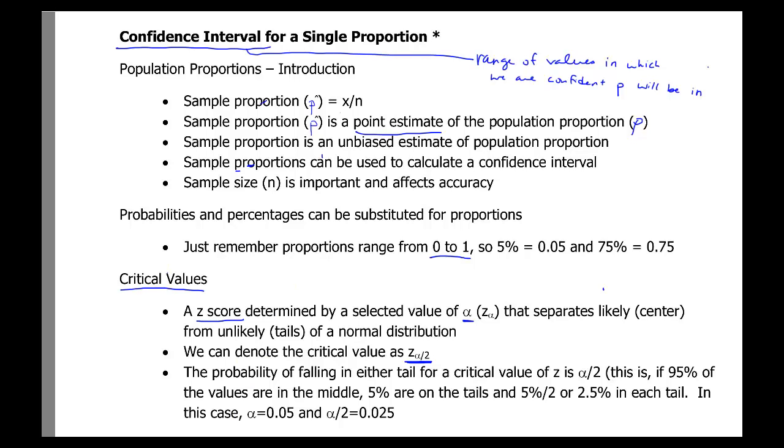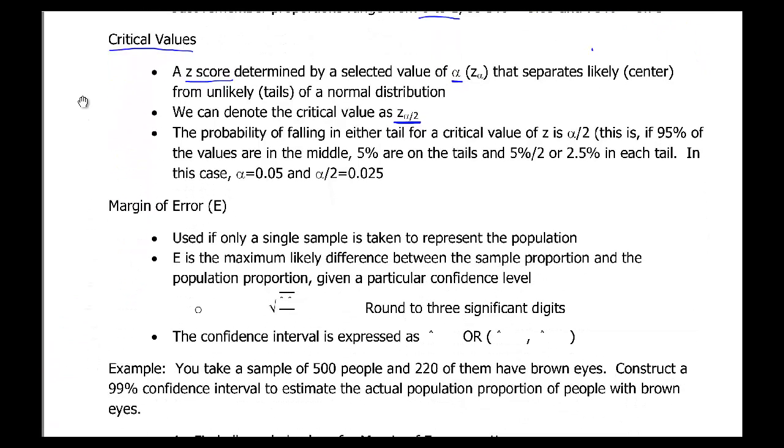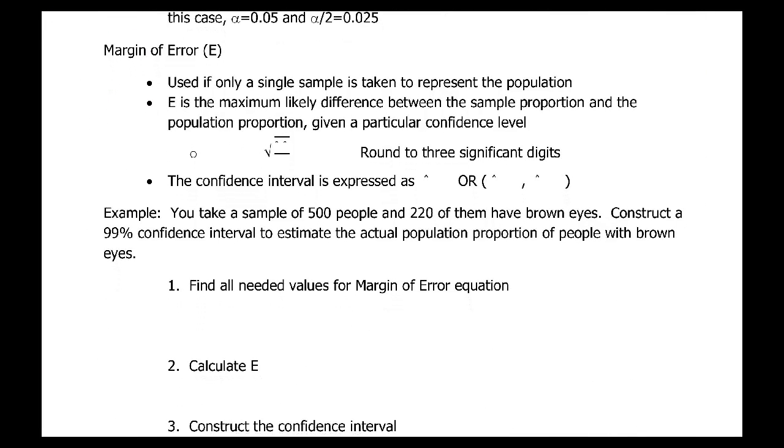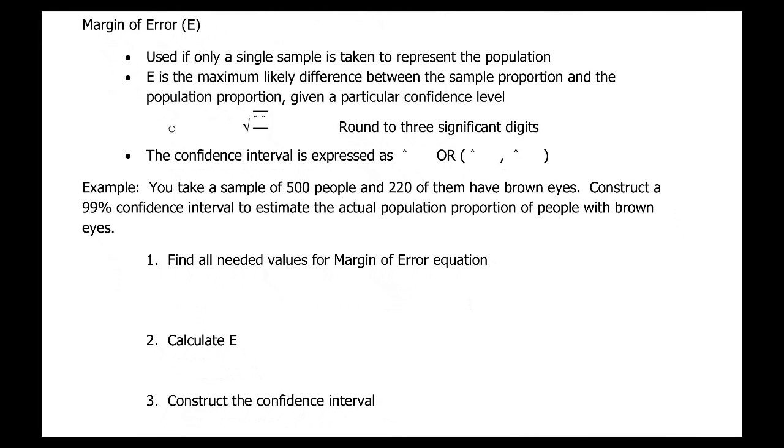Okay, so let's move down a little bit here and get to some actual calculations. The margin of error is what we're going to use to calculate a confidence interval. And the equation: margin of error, E, equals our z that's based on the confidence level that we're given, times the square root of p hat times q hat divided by n.